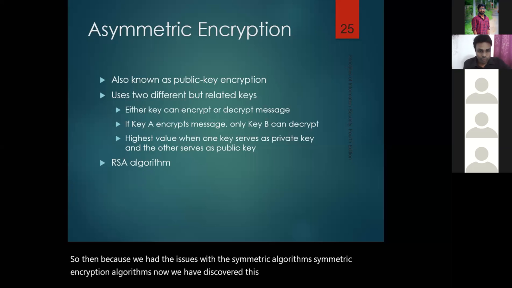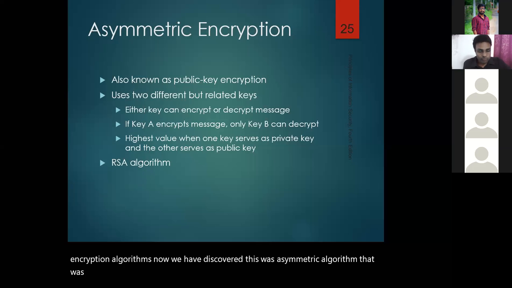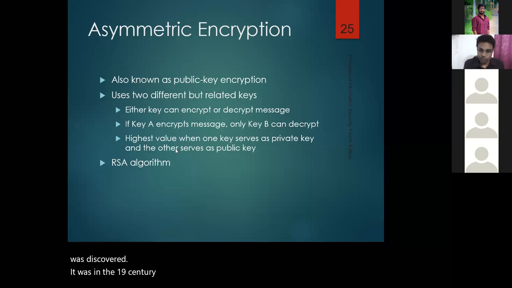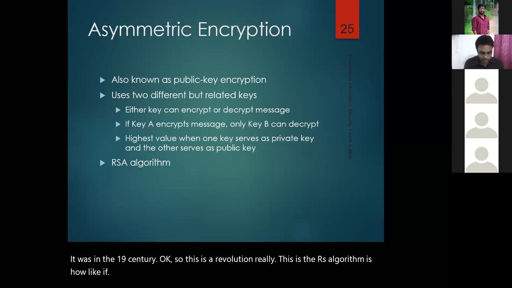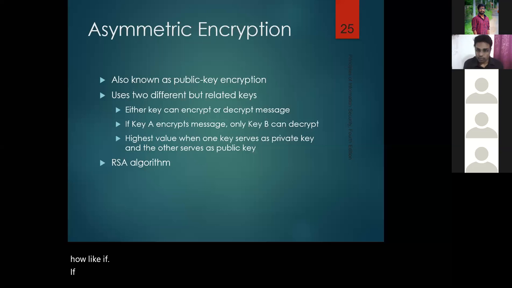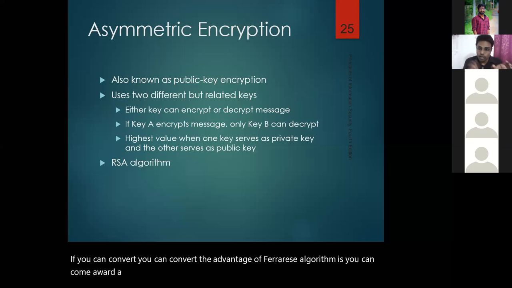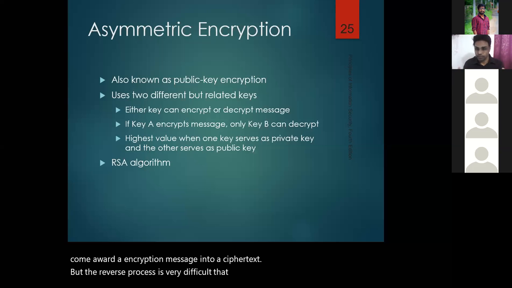an asymmetric algorithm that was discovered in the 19th century. This is a revolution, really. This is the RSA algorithm. The advantage of an RSA algorithm is that you can convert a message into a ciphertext, but the reverse process is very difficult. That is the logic, right?